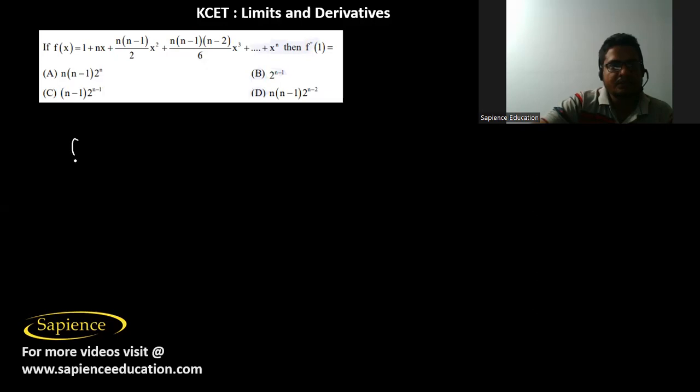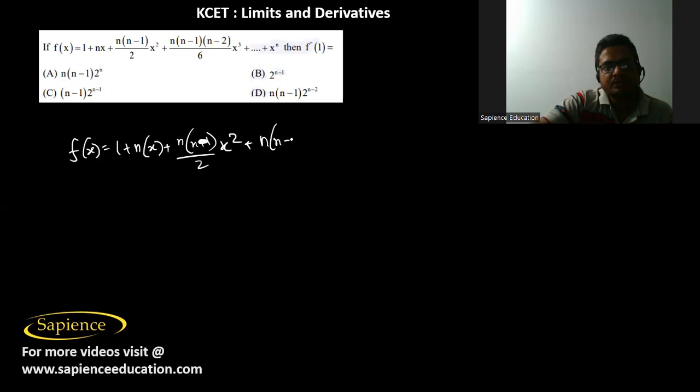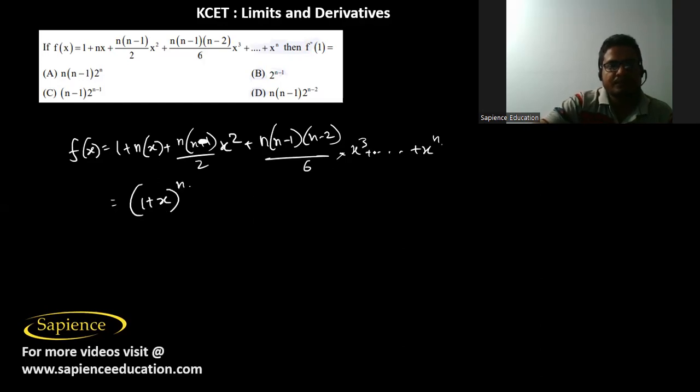Now here it is told that f of x is equal to 1 plus nx plus n into n plus 1 by 2x, n into n minus 1 by 2x square plus n into n minus 1 into n minus 2 by 6 into x cube plus dot dot dot till x power n. So this f of x is nothing but 1 plus x whole power n. It is the expansion of 1 plus x whole power n, where n should be a natural number.